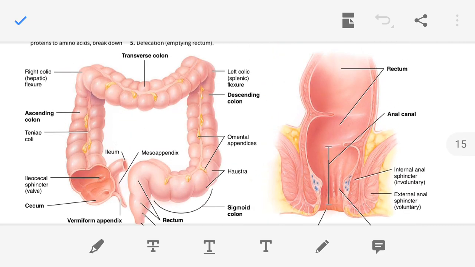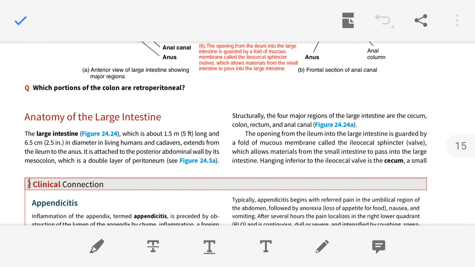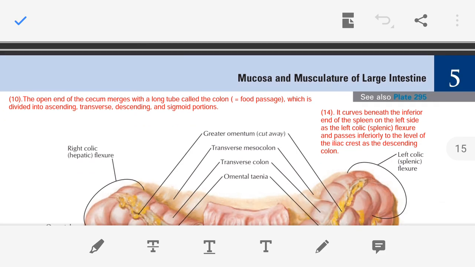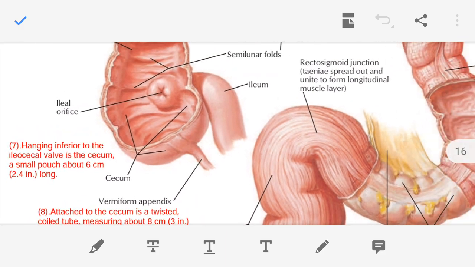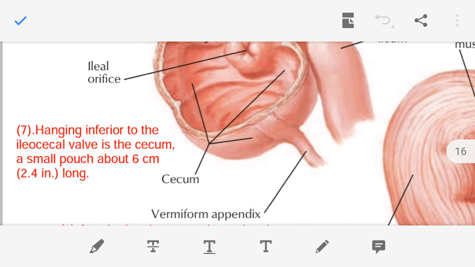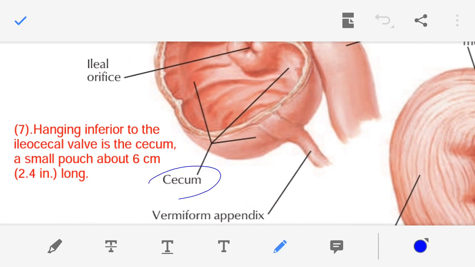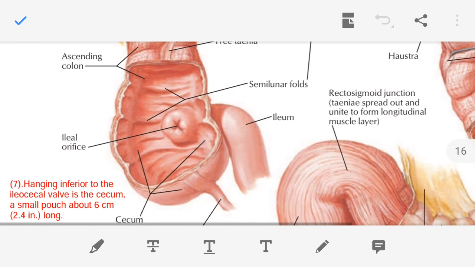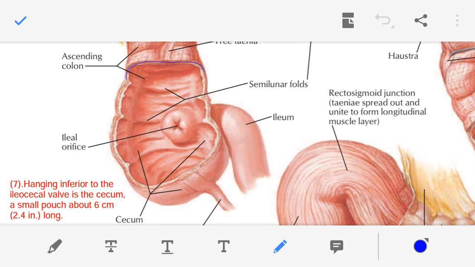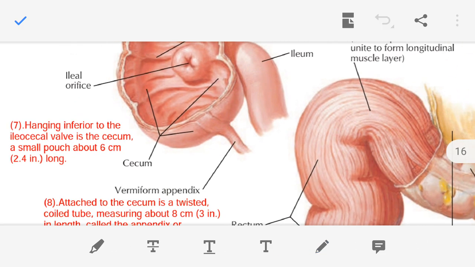Moving on to the seventh point. In the seventh point, we are discussing the cecum. First of all, I am showing you the cecum, which part is the cecum. This entire region is the cecum. And what is the cecum? Where is it present?